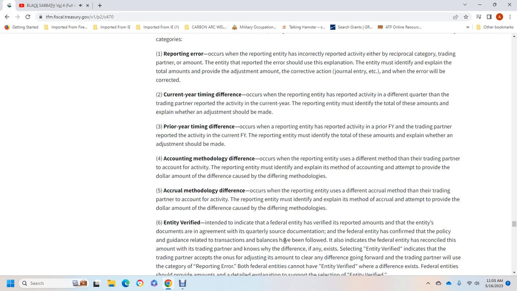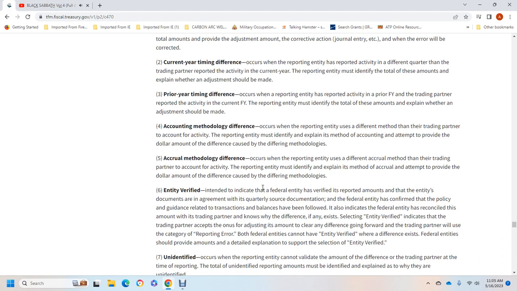Entity verified: the federal entity verifies the reported amount with the entity, with documentation and agreement. The quarterly supports, with the document, and the federal entity confirms the policy regarding the related transaction balance has been filed, with the indicator that the federal entity has reconciled its amount with the trading partner with no known difference, if any would exist. Selecting an entity verified entry indicates that the trading partner accepts, on yes. For adjusting the amount with a clear difference, going forward the trading partner will use the category reporting error. Both federal entities cannot select entity verified if a difference exists, and the federal entity should provide the amount with a detailed explanation in support.